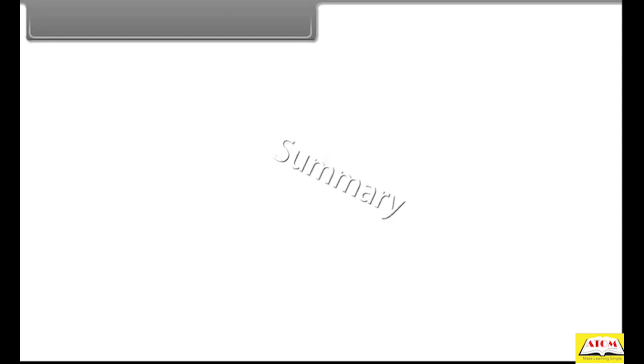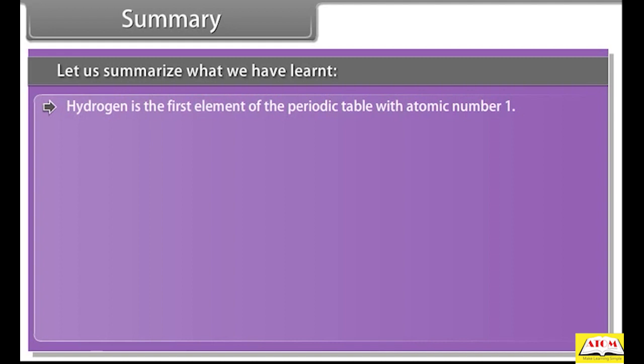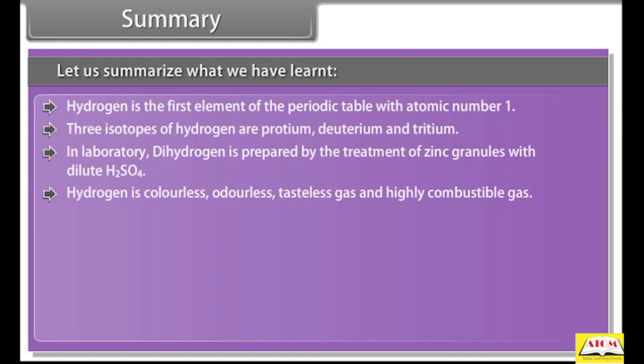Summary. Let us summarize what we have learned. Hydrogen is the first element of the periodic table with atomic number 1. The 3 isotopes of hydrogen are protium, deuterium and tritium. In laboratory, dihydrogen is prepared by the treatment of zinc granules with dilute sulfuric acid. Hydrogen is a colorless, odorless, tasteless and highly combustible gas.